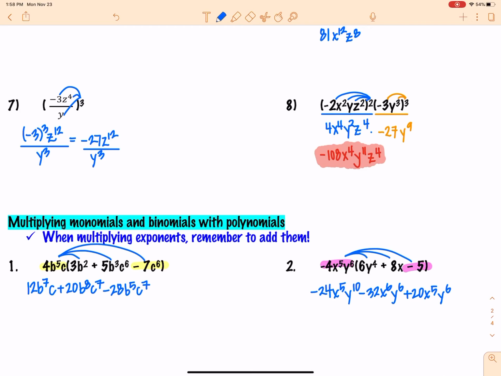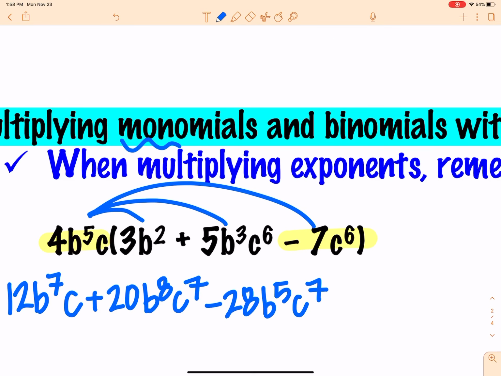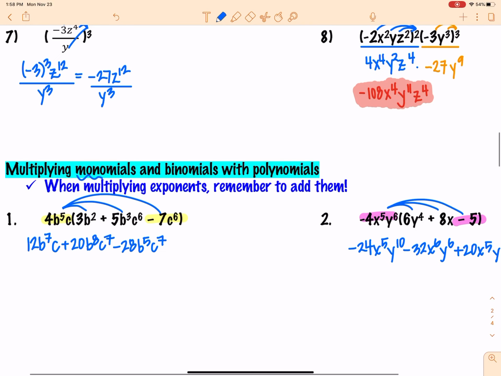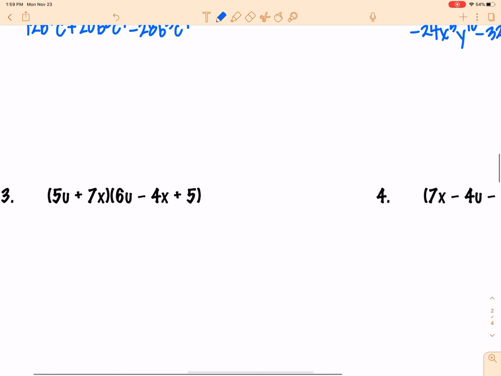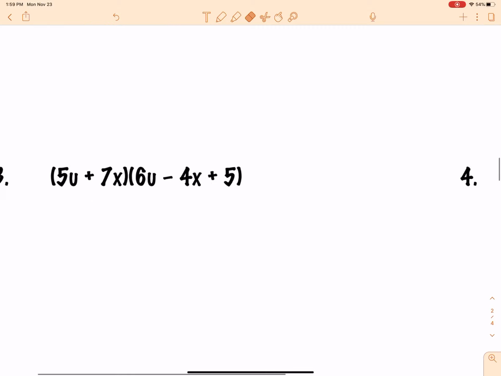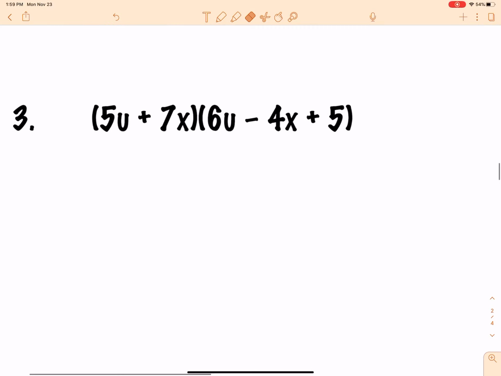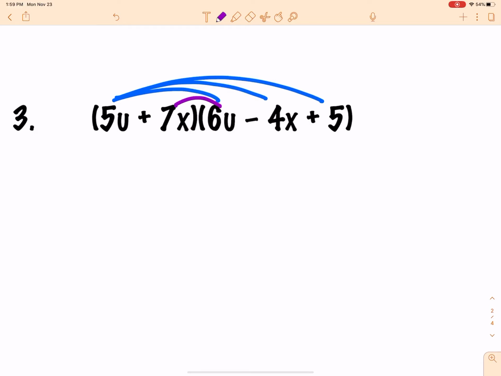Okay, so these were monomials, because again, monomial meaning mono, meaning one term. So 1 and 2 were both monomials. This was a monomial, this was a monomial. Now, number 3 is a binomial, 2 times a trinomial, 3. So different ways you guys can do this. You can just do distribution. So you would do 5u times 6u and negative 4x and 5. And then you would take 7x and do the exact same thing. Okay, because there's no foiling here. We only do FOIL with binomial times binomial. So there's no like FOIL there.